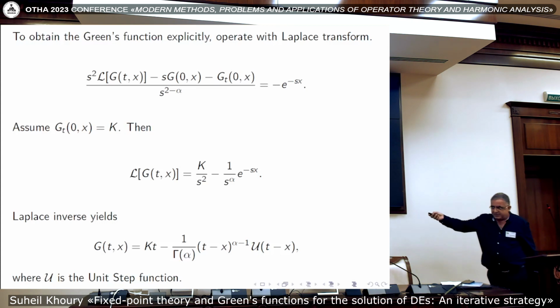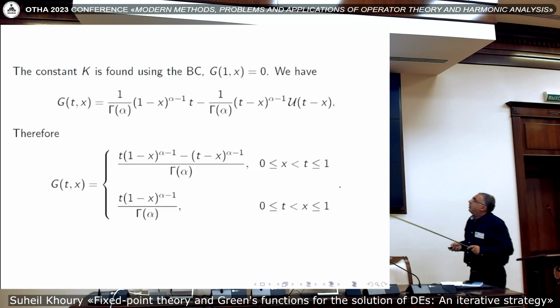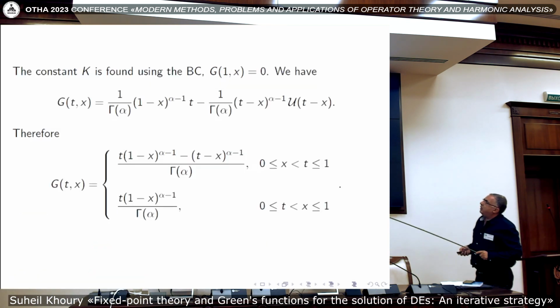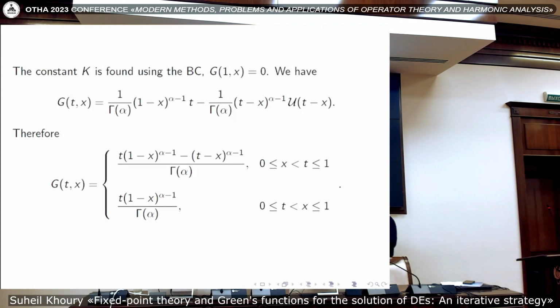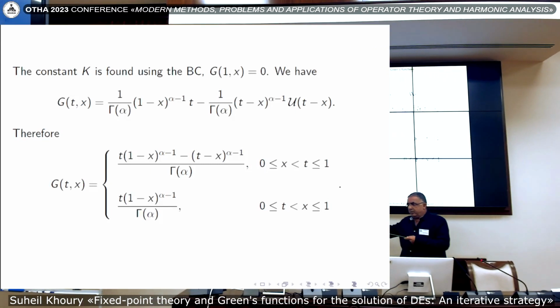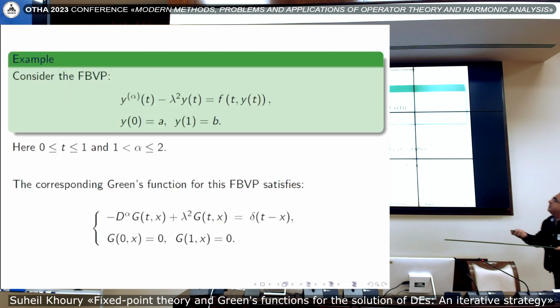This is the Green's function here. As a piecewise function, this is how it looks. By the way, I'm mentioning it to show you the numerical method using the Green's function, but usually Green's functions are used to show existence of solutions, also for boundary value problems.